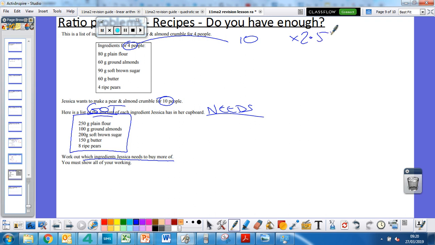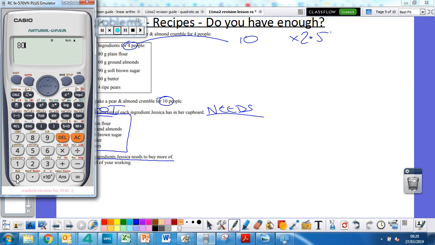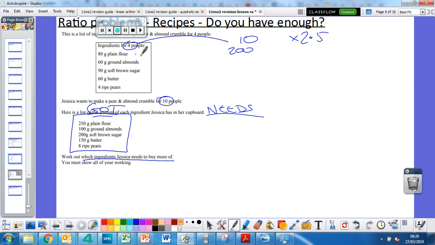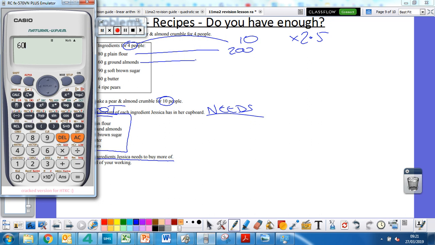So, for our plain flour, 80 times 2.5 will tell us what we need. 80 times 2.5, we need 200. For our recipe with 60 grams of almonds, we need 2.5 lots of the 60 to make our recipe. So 60 times 2.5, 150.